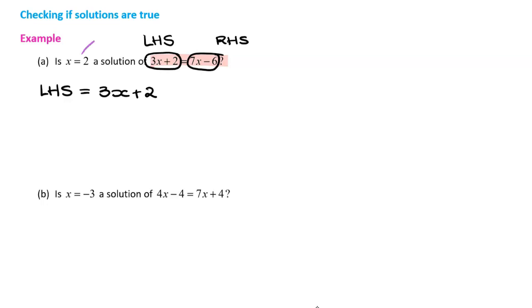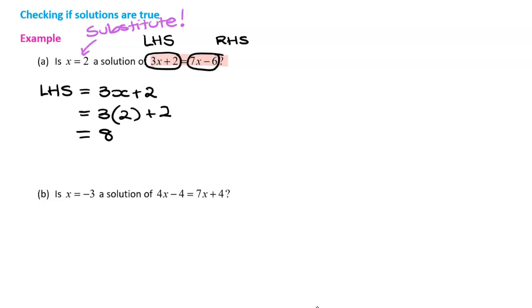Now, we're going to substitute. So let's make a note for our future selves. We're going to substitute x equals 2 into the left-hand side of the equation. So that means we're going to have 3, and instead of x, we're going to have 2. So 3 times 2 plus 1. Oops, plus 2, sorry. So that's going to be 8.